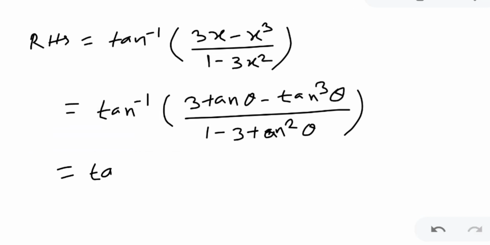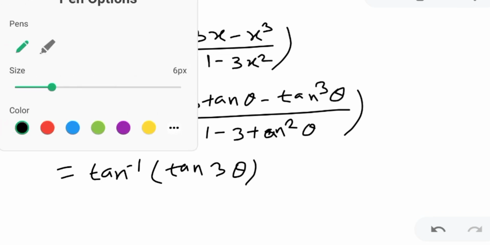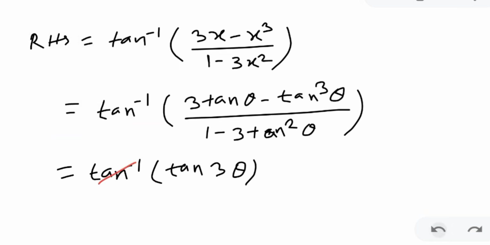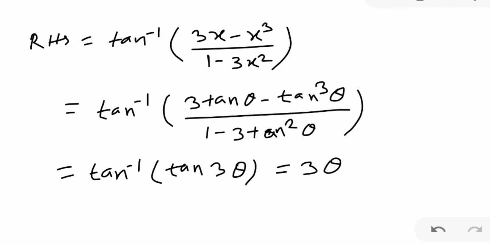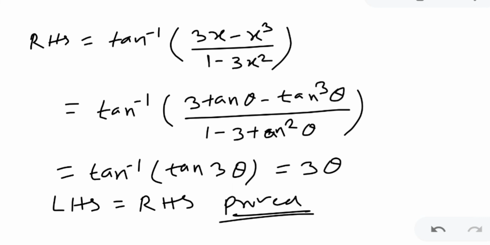So it will be tan inverse tan 3 theta. Correct? And tan inverse tan 3 theta, just now I discussed, the tan will go, so 3 theta. So LHS was 3 theta and RHS is also 3 theta. Both are the same, so that is what we have to prove. LHS is equal to RHS, hence proved. So just a few formulas you have to remember: tan 2 theta, tan 3 theta.